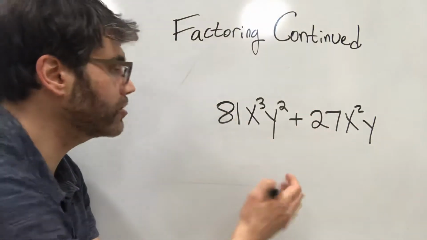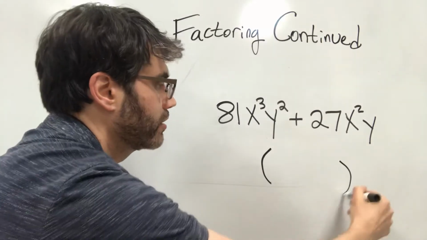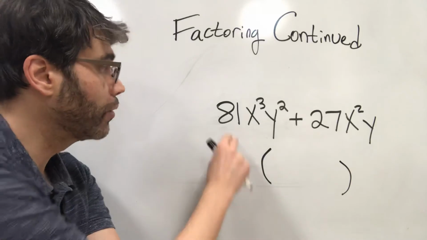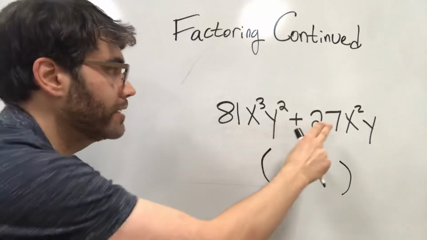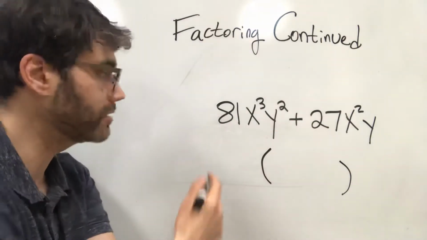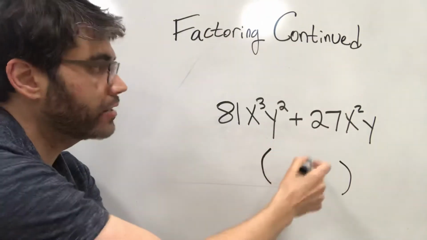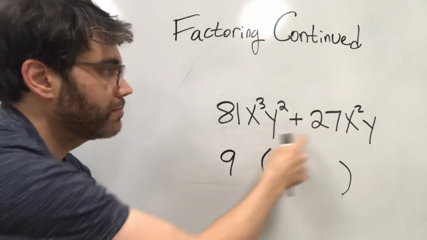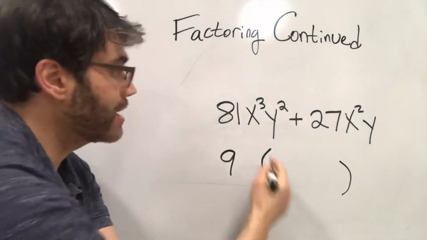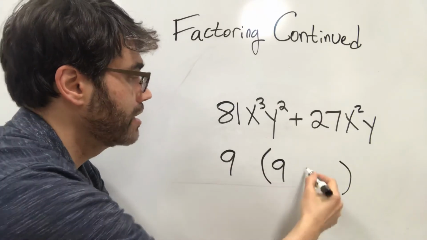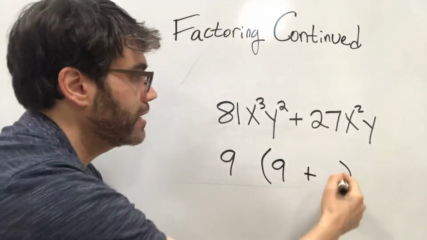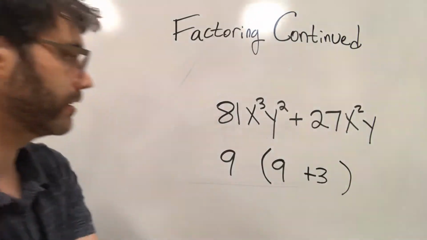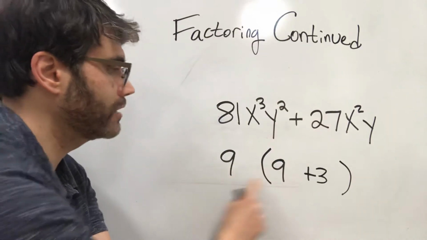Let's start out. We know that we're gonna have to have a parentheses, and we're gonna have to put some numbers and maybe even some variables out here. What's the greatest common factor between 81 and 27? 9, okay? Because 9 goes into 81 9 times, 9 goes into 27 3 times. So I'll put the 9 out here with some extra space because I might need to put in some variables. 9 times 9 gets us back to 81. 9 times 3 gets us to 27.